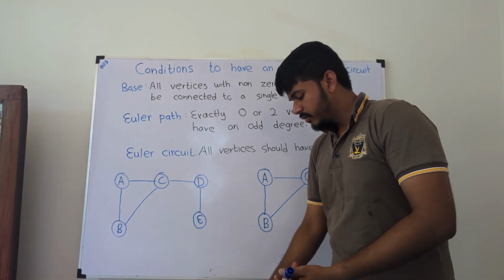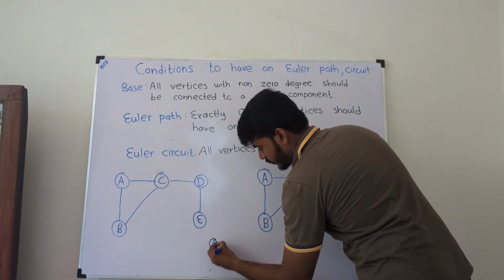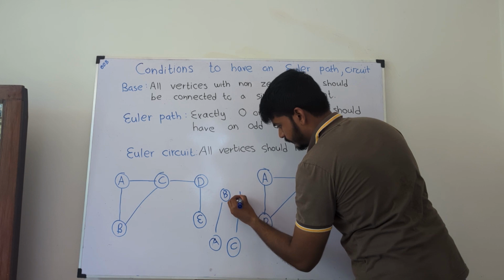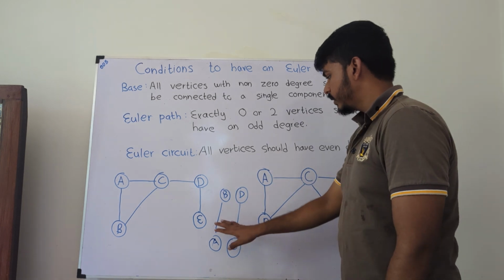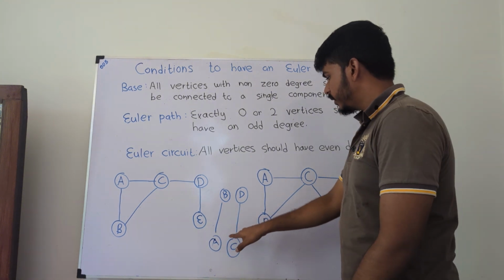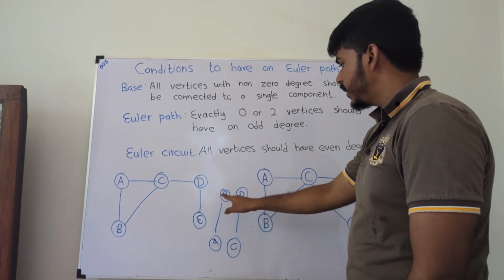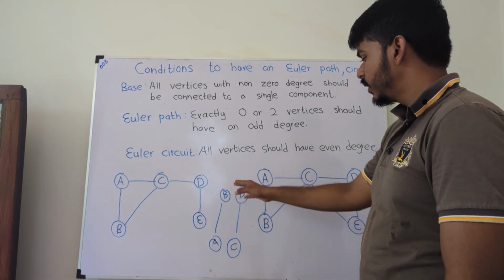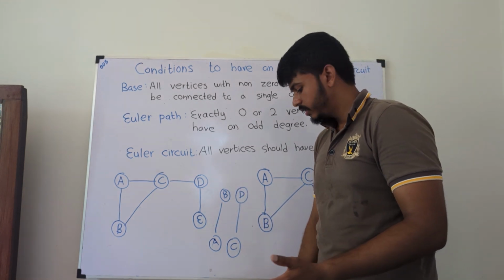So what does that mean? Let's take this small graph that I'm going to draw. Here all these vertices have a degree of 1. They are not 0, but they are not connected to a single component. This graph is disconnected. Here A and B are the connected ones. After that there is no other edge to go to C or D. So this does not contain an Euler path or an Euler circuit.